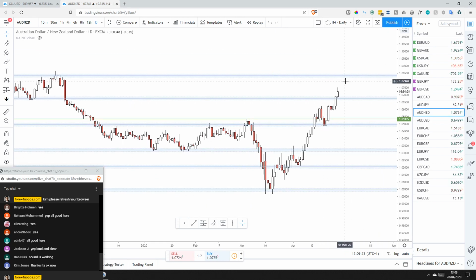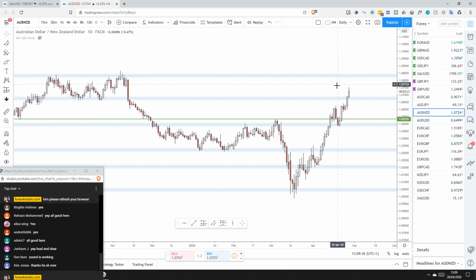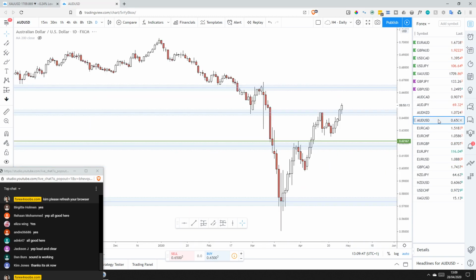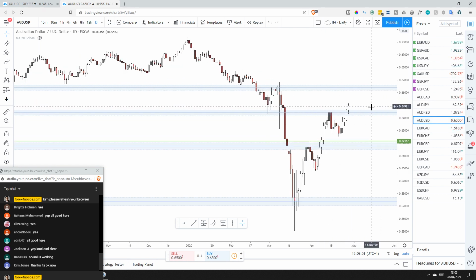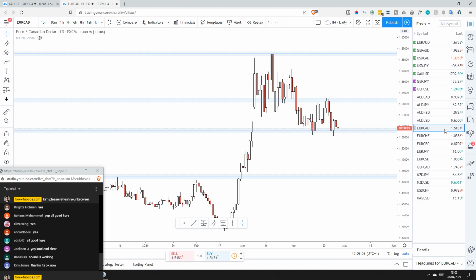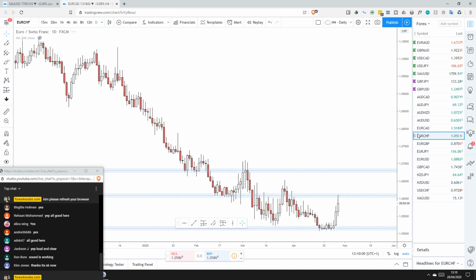AUD New Zealand, this one's pushing up quite quickly. But there's just no potential trade there. Could have entered a bit of a breakout trade or something, but it's too late for that. AUD USD, this one's just broken through resistance. It looks like AUD is climbing up quite a bit. But no trade that I see there right now.